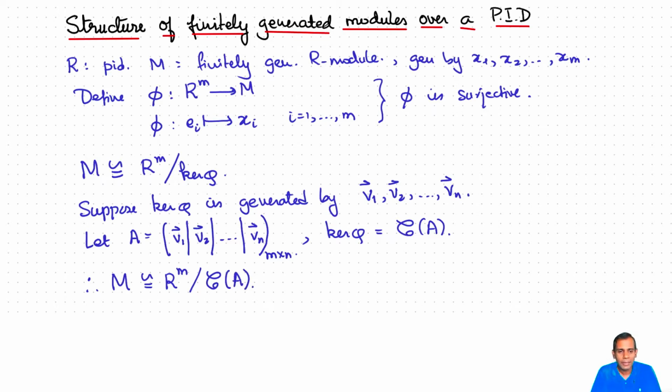Okay, so we have expressed our finitely generated R module in terms of a finite set of generators and a finite set of relations, which we have represented by this matrix. Now we know that R^n mod the column space of A is isomorphic to R^n mod the column space of B if and only if A is equivalent to B. So let's use that. So we also know that A is equivalent to a matrix in Smith normal form.